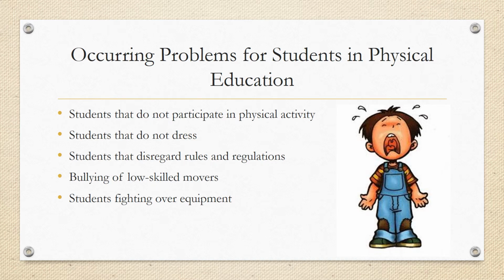Problems that can occur in a physical education setting include the lack of participation. Some students can be seen standing around during gameplay because he or she may not like the activity. This could also affect the student's viewpoint of dressing for PE. If teachers are laid back, students are more prone to disregard rules and regulations, which could result in bullying or fighting over provided equipment.